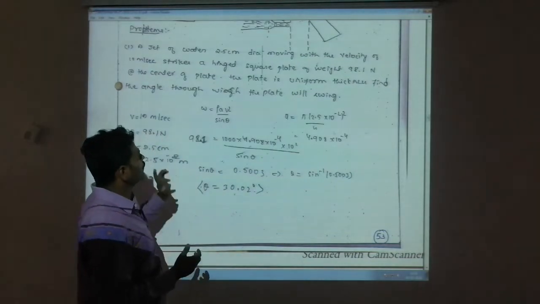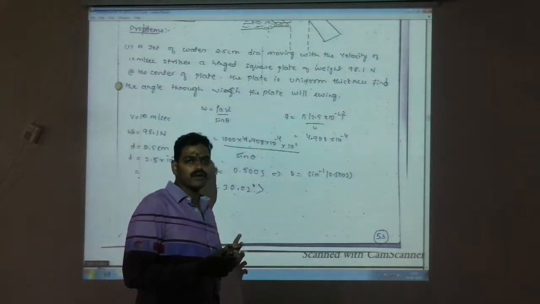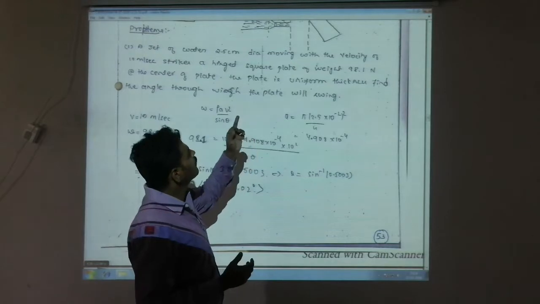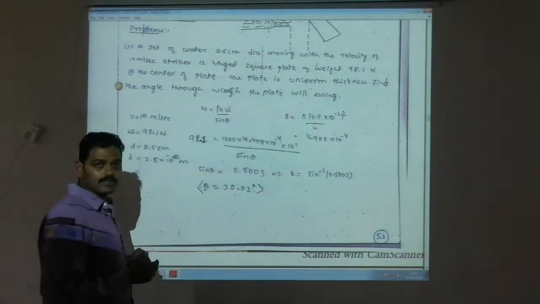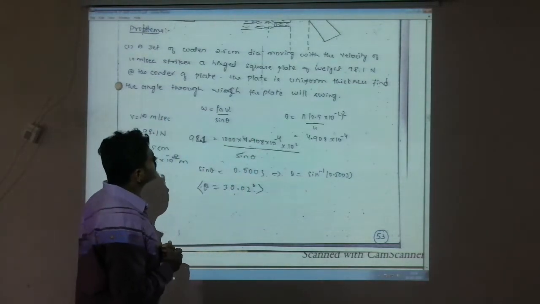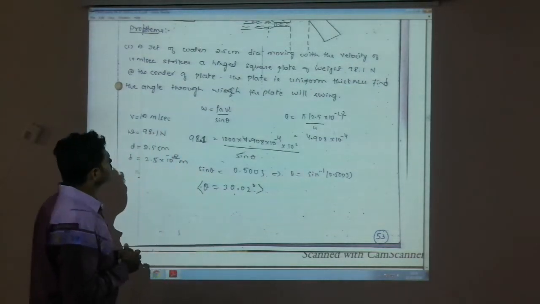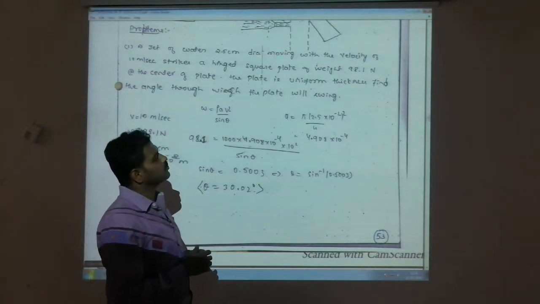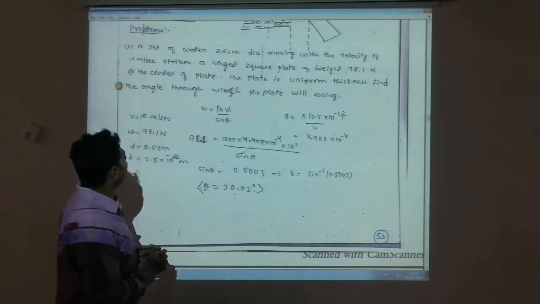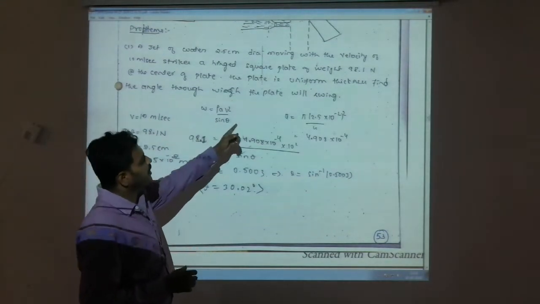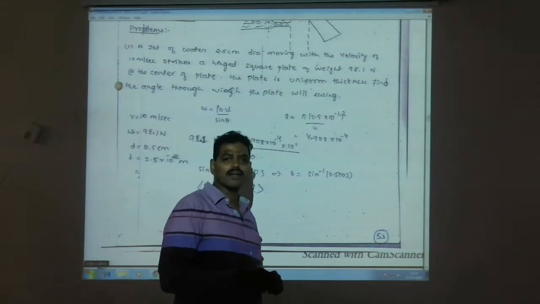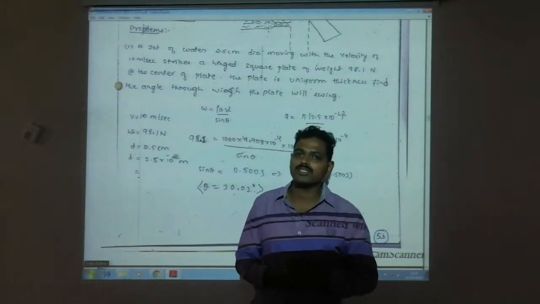So 2.5 centimeter is nothing but 2.5 by 100. Moving with a velocity of 10 meter per second, velocity is given. Strikes a hinged square plate of weight 98.1 Newton at the center of the plate. The plate is of uniform thickness. Find the angle through which the plate will swing. So what angle is needed? It is nothing but we should find the theta value.